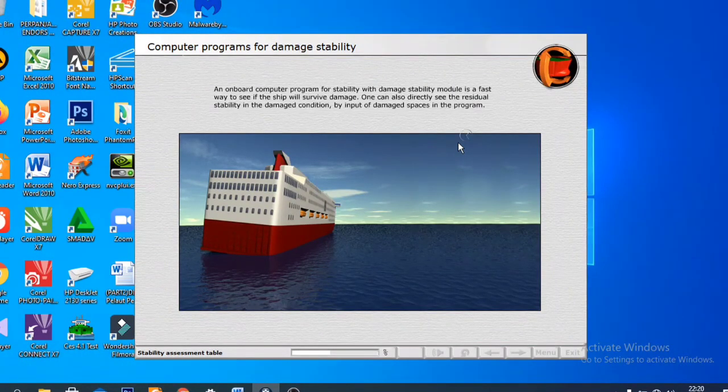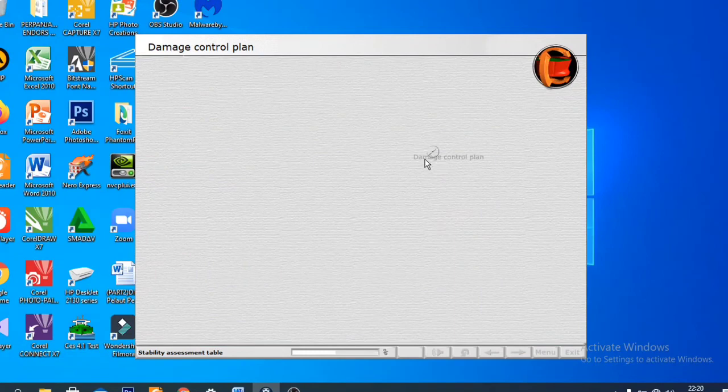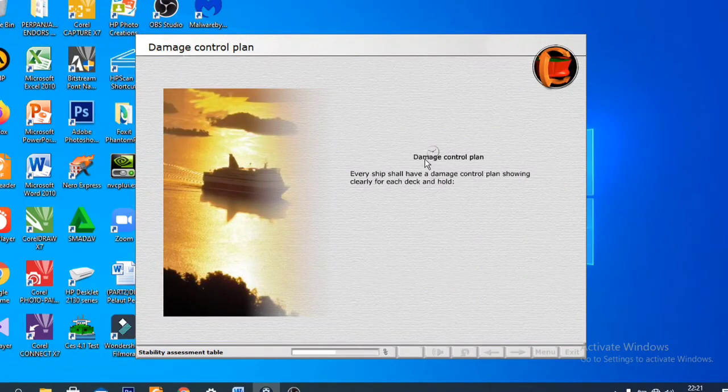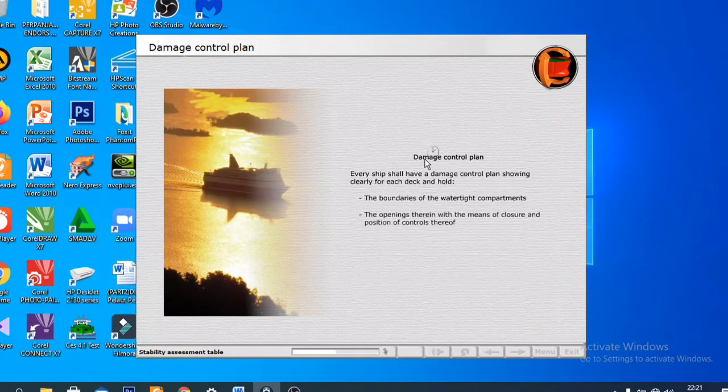The openings therein, with the means of closure and position of controls thereof, arrangements for the correction of any list due to flooding, cross-flooding and down-flooding arrangements. Generally, a passenger ship cannot fulfill the stability rules if the damage is unsymmetrical around the center line of the ship.